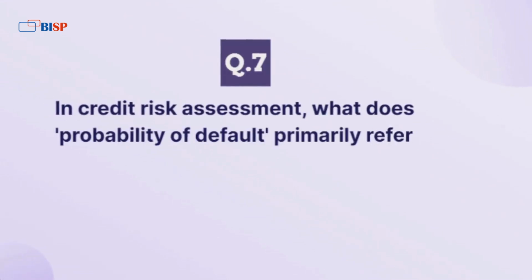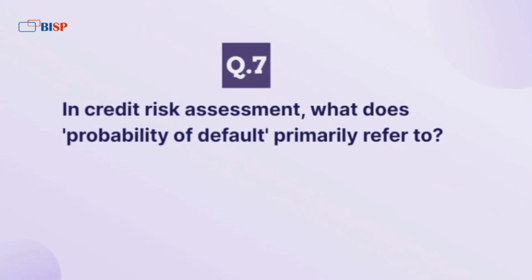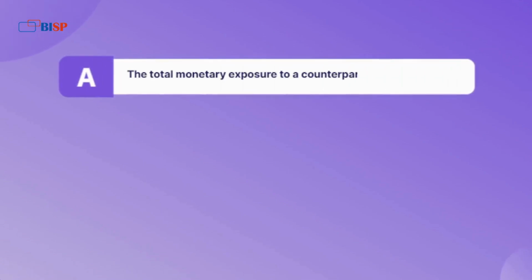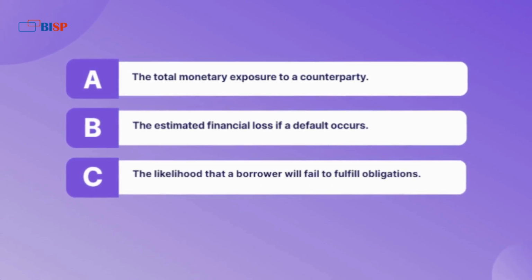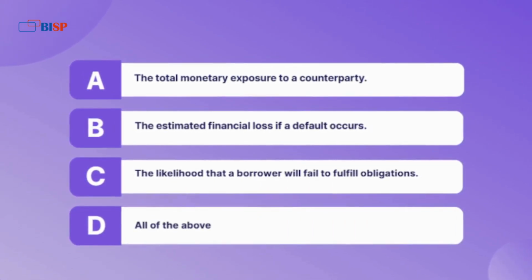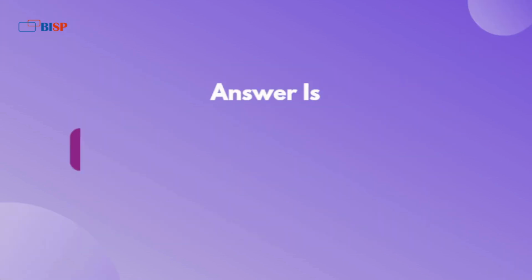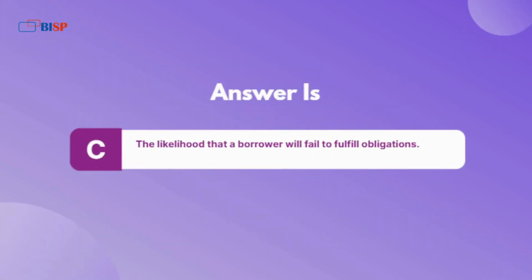In credit risk assessment, what does probability of default primarily refer to? A. The total monetary exposure to a counterparty. B. The estimated financial loss if a default occurs. C. The likelihood that a borrower will fail to fulfill obligations. D. All of the above. Answer is C. The likelihood that a borrower will fail to fulfill obligations.